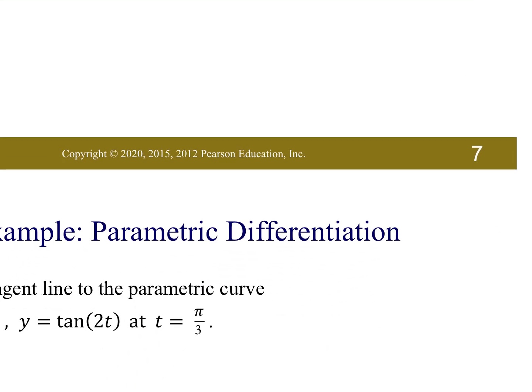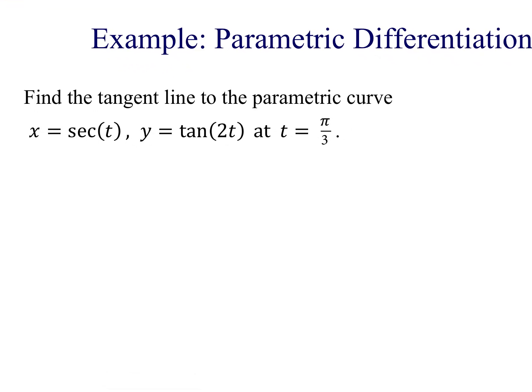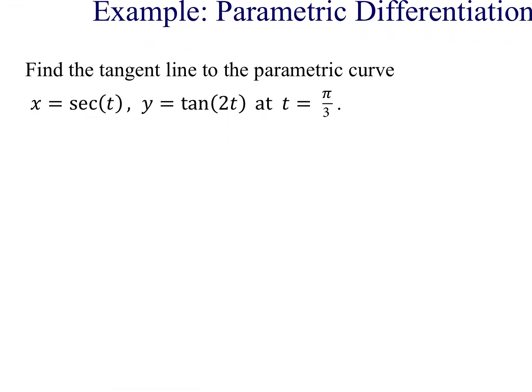All right, so let's practice that. Find the tangent line to the parametric curve. We're really good at this. What do you need to find a tangent line? Point and slope. To find the point, we're just going to plug the values in to find our x and y coordinates. So we're going to do our point first. Our point would be x equals the secant of the time parameter we're given, pi thirds. The secant of pi thirds is the reciprocal of the cosine of pi thirds.